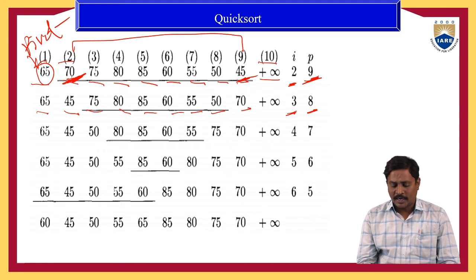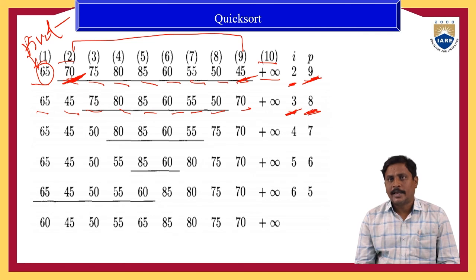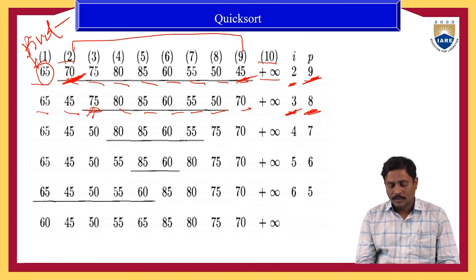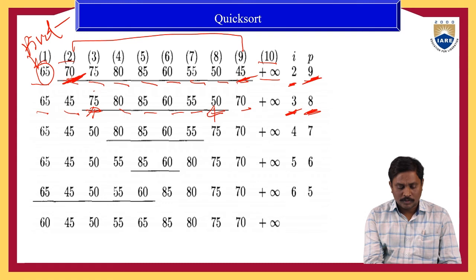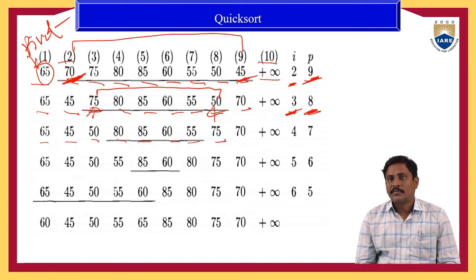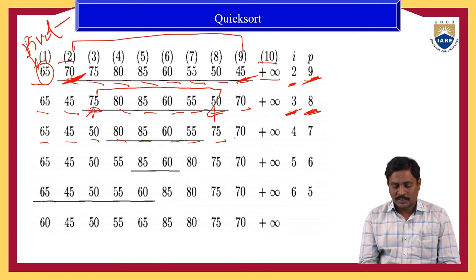Now increase I value to 3 and decrease P value to 8. Third position value is 75, eighth position value is 50. 75 less than 50? No. Now interchange these two values. So 65, 45, 50, 80, 85, 60, 55, 75 and 70.